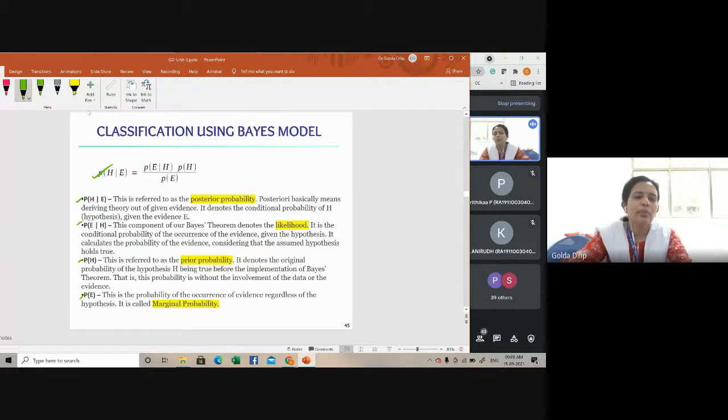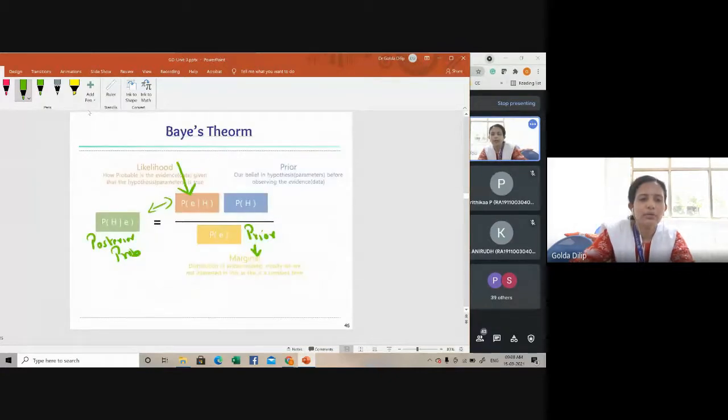The probability of hypothesis given the evidence is referred to as the posterior probability. It is deriving a theory out of evidence. So this is all posterior probability. Another name is conditional probability.